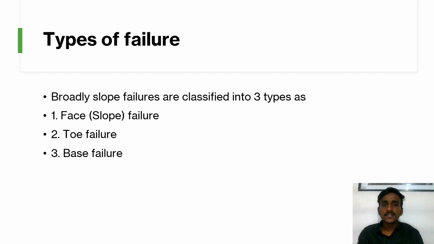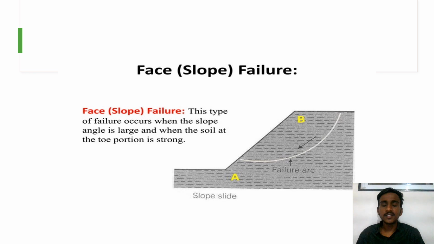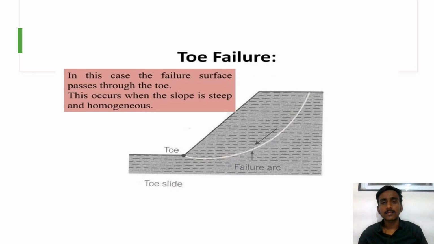Now, there are different types of failure. Broadly, slope failures are classified into three types. First is face failure, which we can also call slope failure. Second is toe failure, and third is base failure. Let's see one by one. First one is face failure. Generally, this type of failure occurs when the slope angle is very large. Also, this type of failure occurs where the soil above the toe contains a weak stratum.